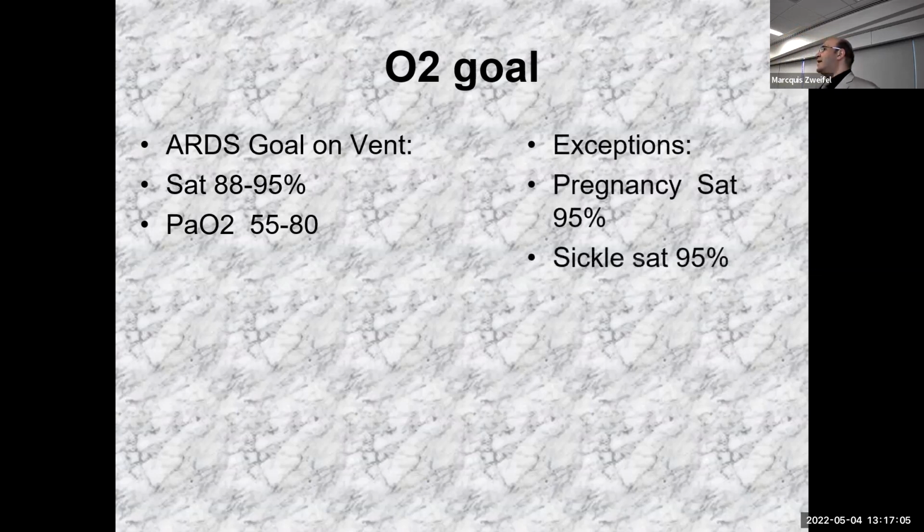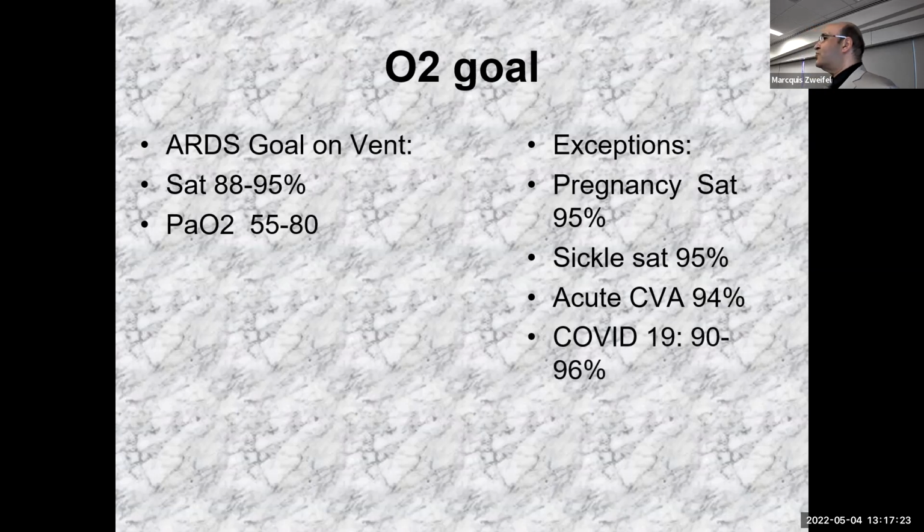Exceptions will be pregnancy and sickle cell. You need 95%. Another guideline says that for CVA, and most of the people other than ARDS, you want 94%. And if your patient has COPD or any hypercapnia, 88 to 92. And if your patient has COVID, your goal is 90 to 96.